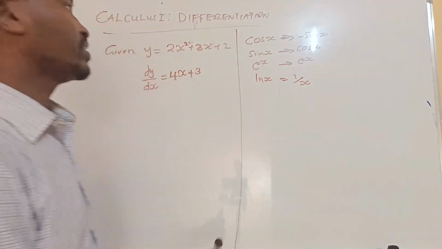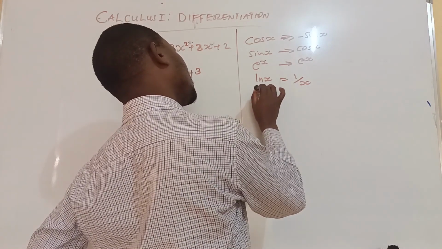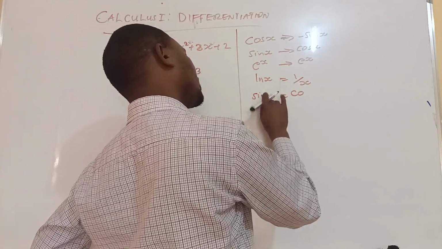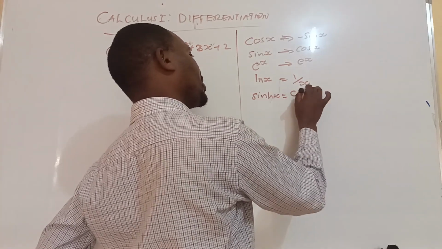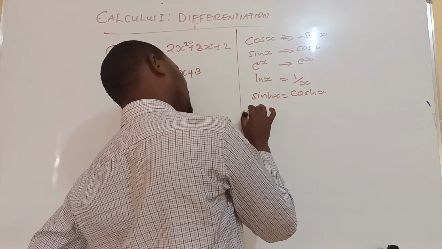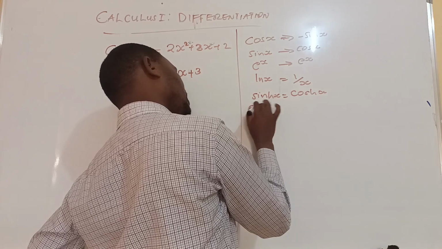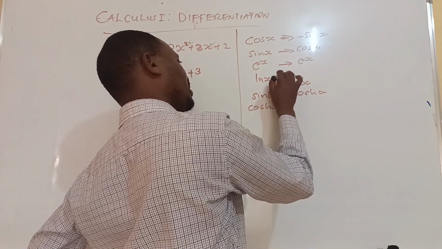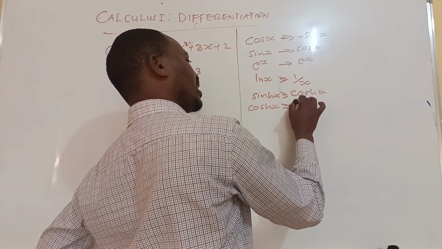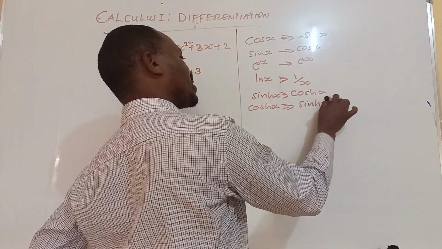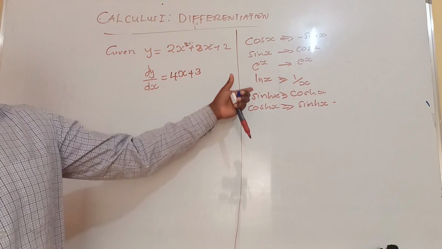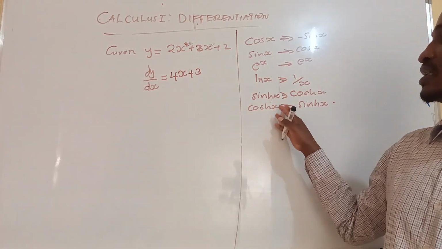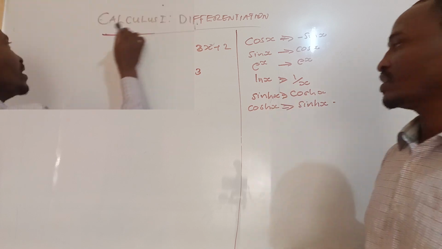There are more. The derivative of hyperbolic sine is hyperbolic cosine. The derivative of hyperbolic cosine is hyperbolic sine of x, and so on. There are quite a number, but at least you should be able to use the table, or at least remember them off it.